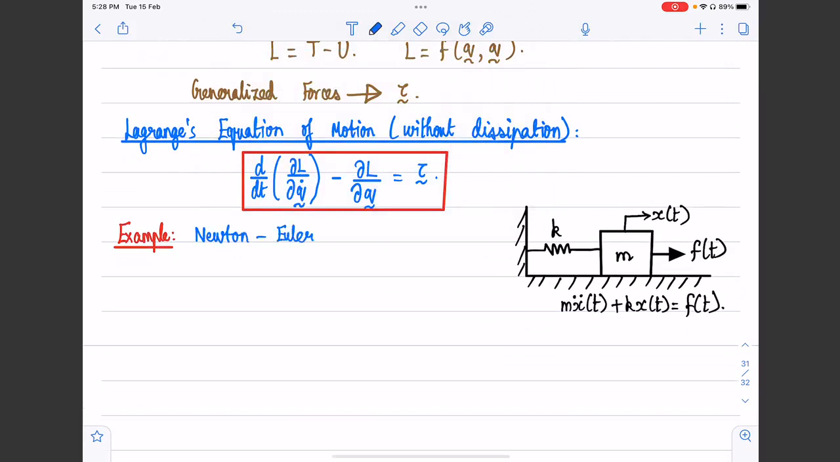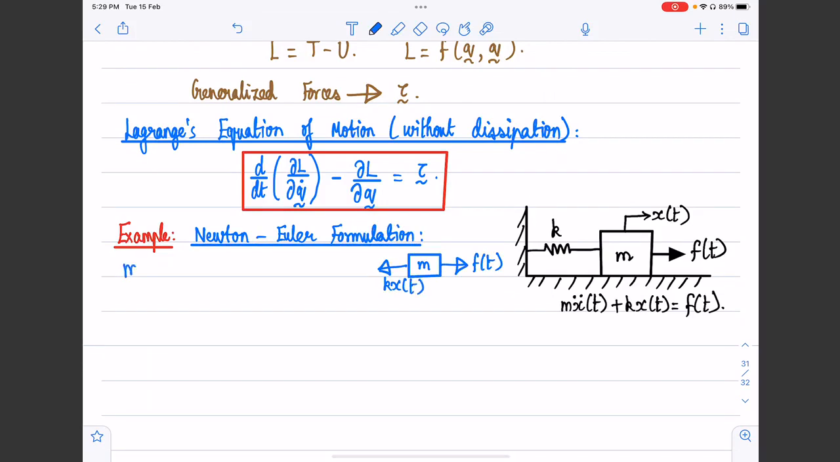If we try out the Newton-Euler formulation, what happens? We essentially draw the free body diagram and then we write F equals ma. Because this is a 1 degree of freedom system and we are only having translational motion, the force acting on the body in the direction of motion, the applied force, is F of t, and the restoring force due to the spring is going to be k times x of t. So these are the two forces.